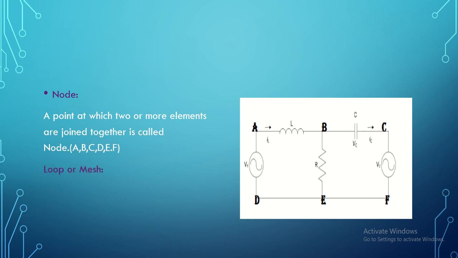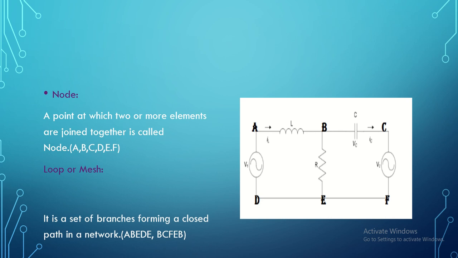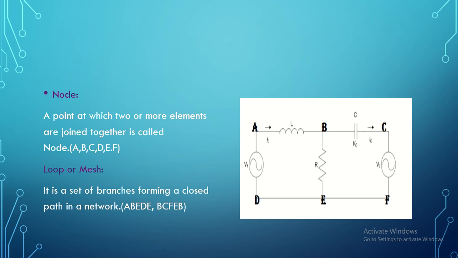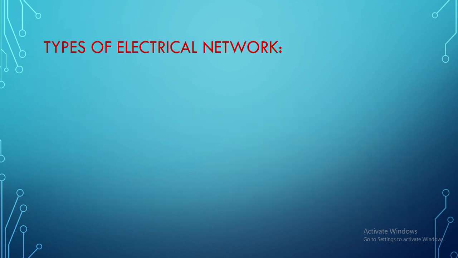Next one is the loop. A loop is a closed path, a set of branches forming a closed path in a network. In this diagram, AB, EDA, BC, FEB, and A, B, C, F, E, D, A are the loops or meshes.